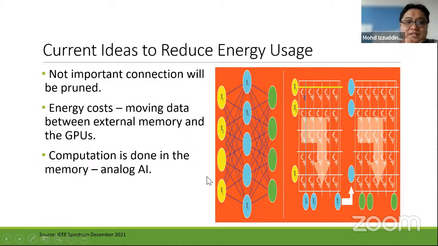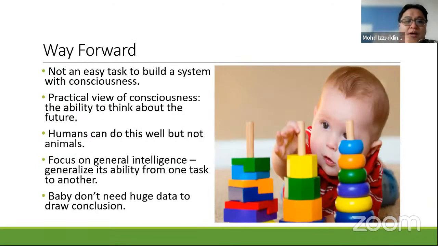So these are the new ideas. They are now looking into whether it's feasible or not. They're trying to find out with experimentation. So what is the way forward? The idea is to build a system with consciousness. That is the real idea of AI, artificial intelligence, right? But the problem is it's not that easy.